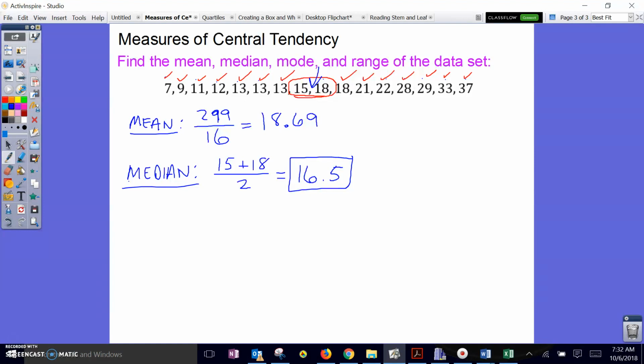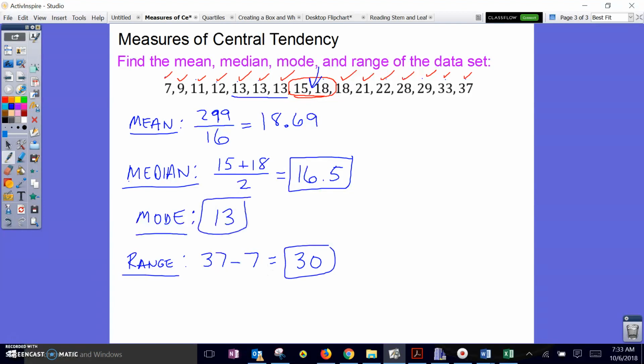All right, the mode, I look at the data list. It looks like 13 is going to be my mode because 13 occurs 3 times. No other number occurs that many or more times. So my mode is going to be 13, and my range is going to be the biggest minus the smallest. So my range is going to be 30. All right, and there are all of my measures of central tendency and my range for this data set.